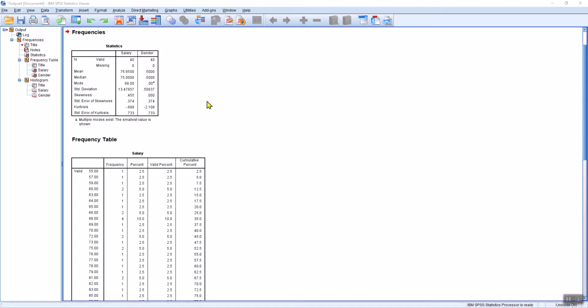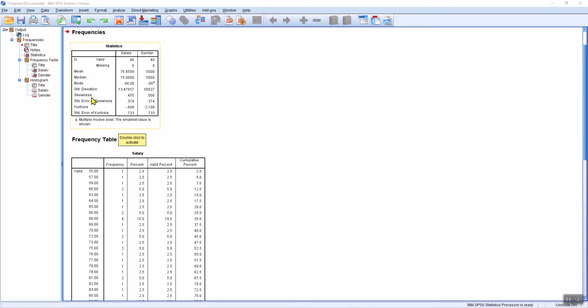But the interesting stuff is here for salary, where we can see the mean salary, the median. Okay, so what we see are the different measures of central tendency and variability. Mean, median, and mode are the primary measures of central tendency. And then standard deviation is the primary measure of variability, how spread out the scores are. But we also are interested in the skew and kurtosis.